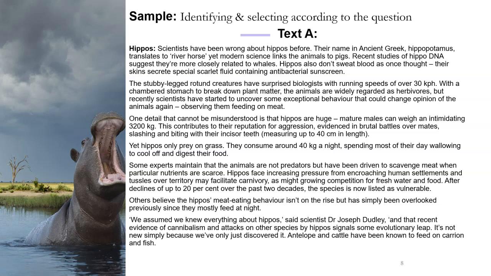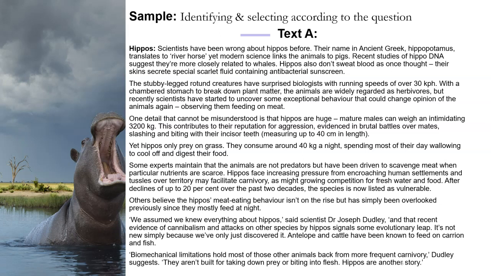Antelope and cattle have been known to feed on carrion and fish. Biomechanical limitations hold most of those animals back from more frequent carnivory, Dudley suggests. They aren't built for taking down prey or biting into flesh. Hippos are another story.